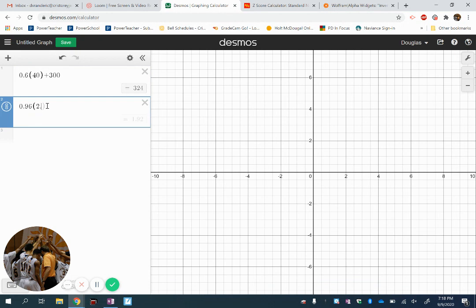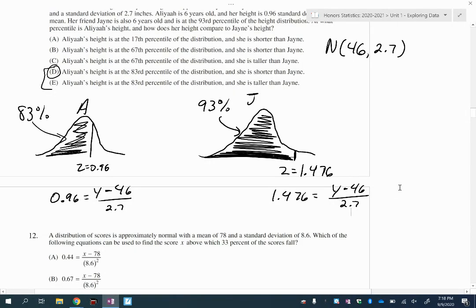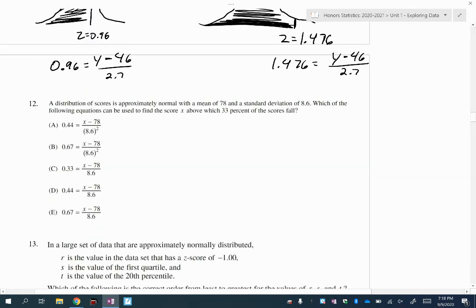So 0.96 times 2.7 and then add 46. And then do the same thing with 1.476 times 2.7 plus 46, and you'll see that the second one, that's Jane, is taller by just under 1.5 inches than Aaliyah. Again, that last part was not necessary, but if you wanted to do it, you could.